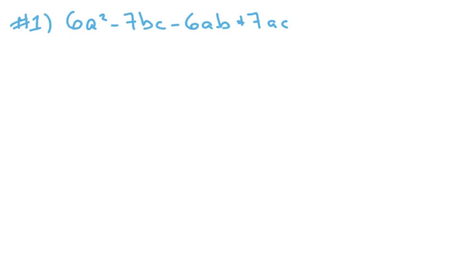So number one, we're asked to factor by grouping. What you want to do is look for ways that you can group two terms together. These both have a 6 and an A in them. These both have a 7 and a C in them. So the first thing I'm going to do is change the order. Write 6a squared minus 6ab.